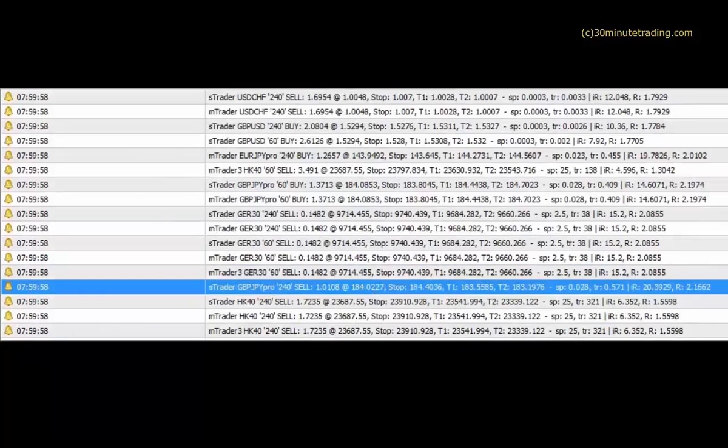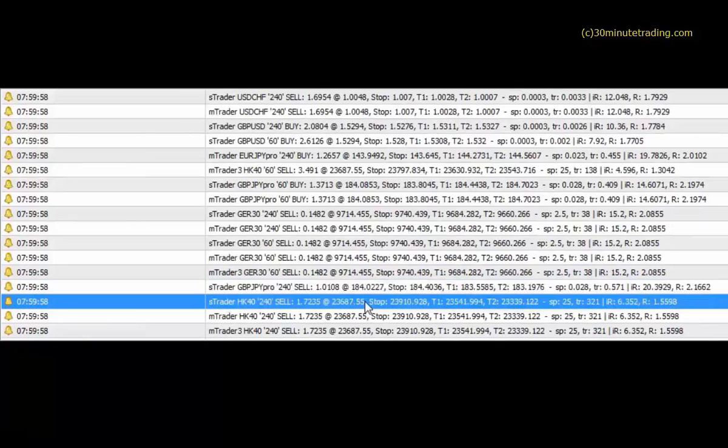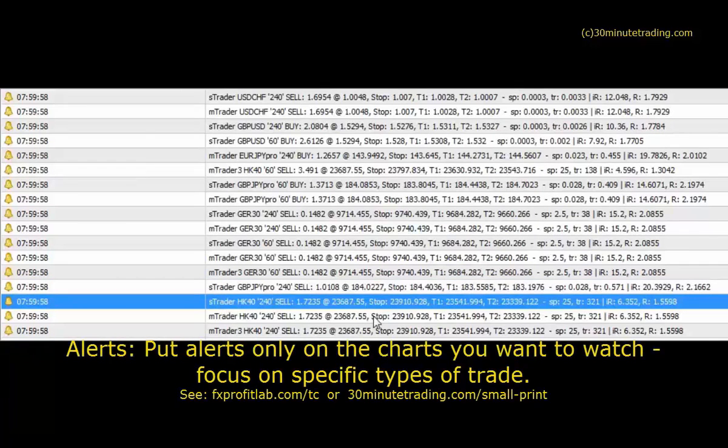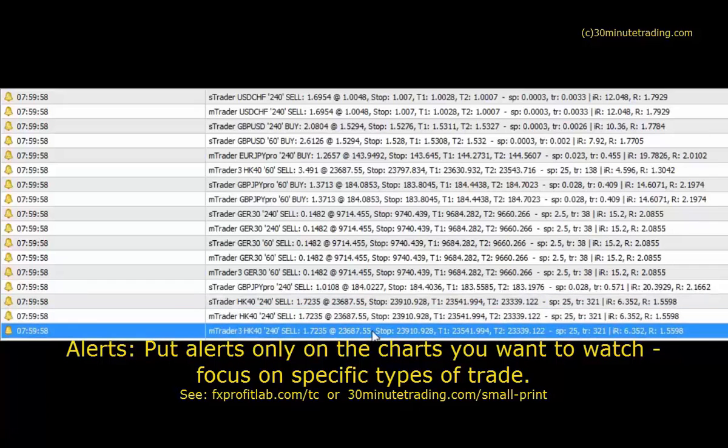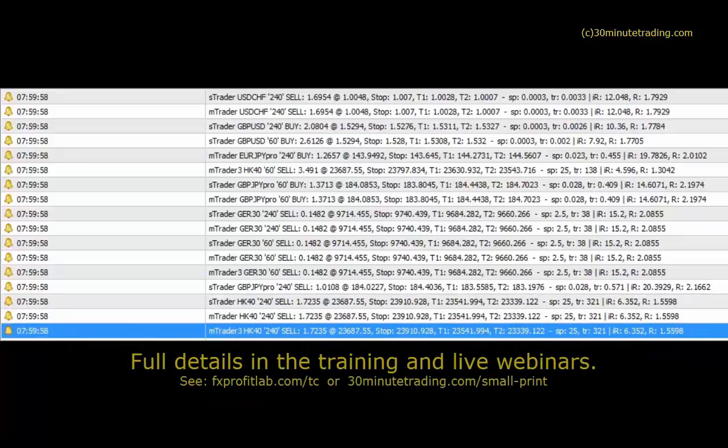So as you can see, many alerts are coming up all the time when you're trading with this signal. You put onto the chart what you actually want to watch, and the system will come up and tell you what the options are for you.